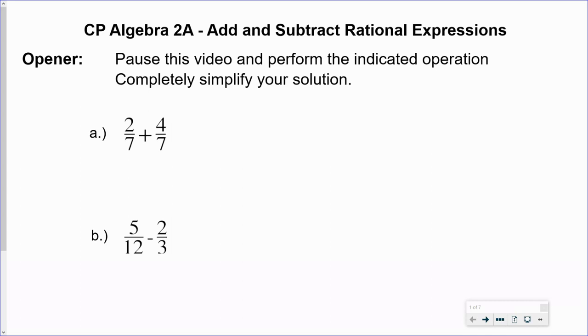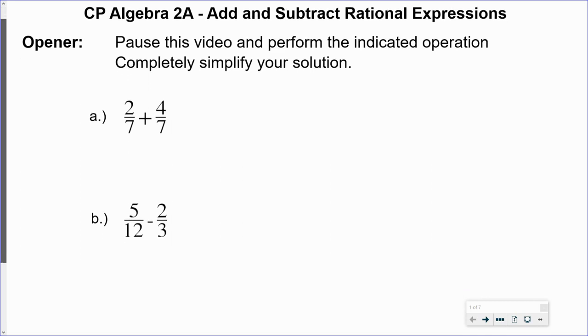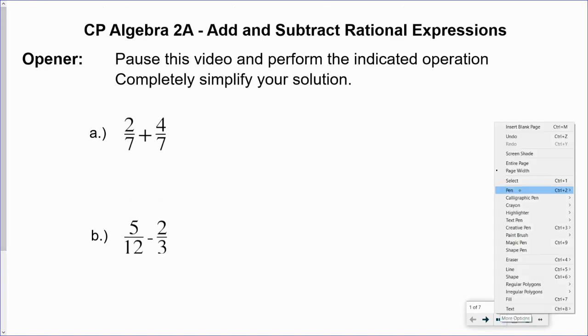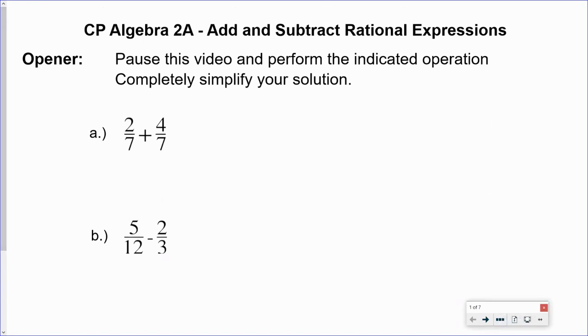Okay, so let's look at A. Letter A, it's clear that those two fractions already share a common denominator. So we're just going to add those together by writing the common denominator and then adding the values in the numerator together. So 2 plus 4. So this is going to end up being 6 over 7.